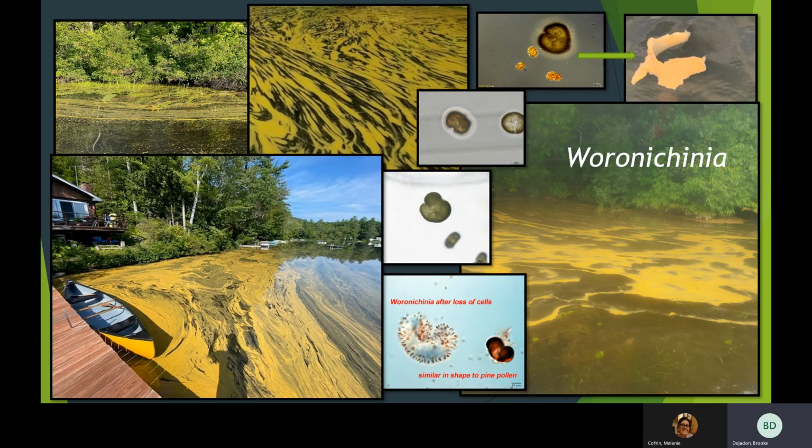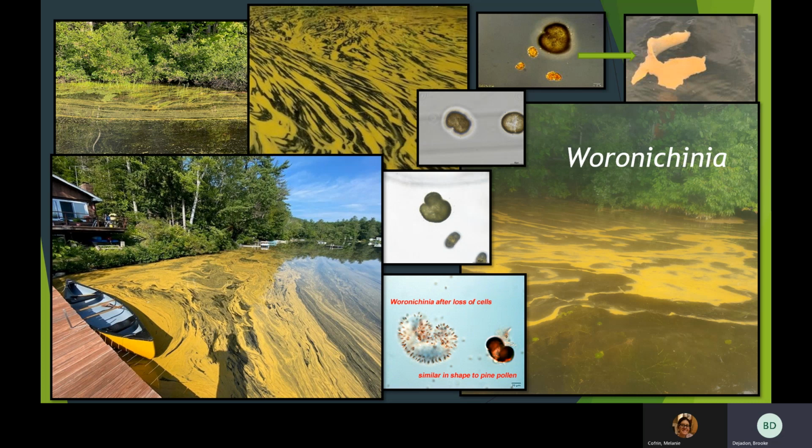So more recently, a lot of these orange looking blooms, and this has mostly been due to Woronichinia. As far as I know, there's only really one species that we're probably seeing in Woronichinia. However, it's known to produce toxins, but as people are finding this to be more abundant, we're not sure how toxic Woronichinia might be. It actually might be a low toxin producer.